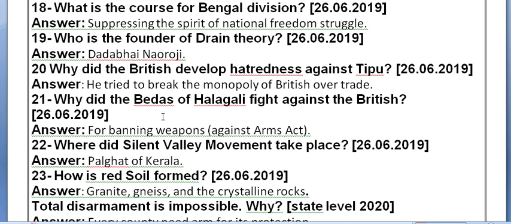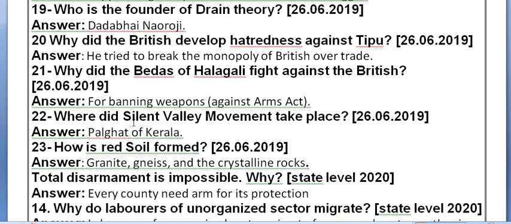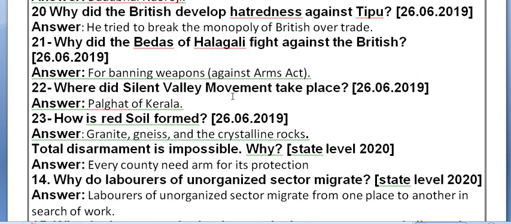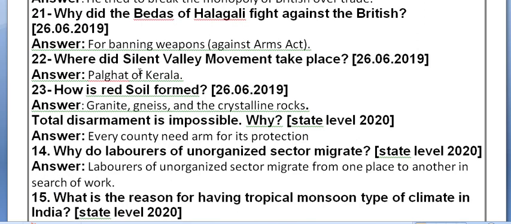Why did the Bedas of Halagali fight against the British? For banning weapons. Against Arms Act. Where did the Silent Valley movement take place? Palghat of Kerala. How is red soil formed? Granite, gneiss and crystalline rocks.